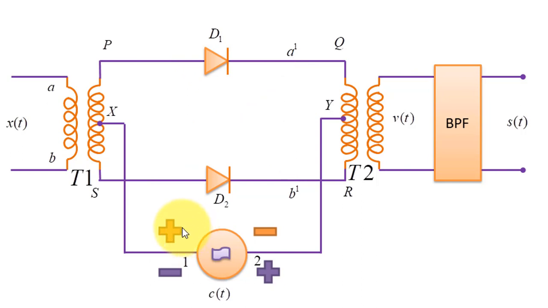So when CT is positive, in that particular case your diodes D1 and D2 will conduct, and your diodes D3 and D4 will be in a non-conducting state, or in your off state. So for simplicity we have avoided them in this circuitry, since they will work as an open switch. So this is the modified structure of your ring modulator in the positive half cycle of the carrier signal.